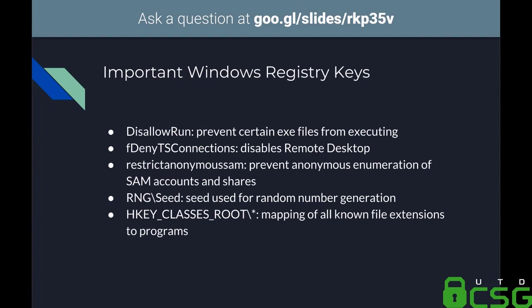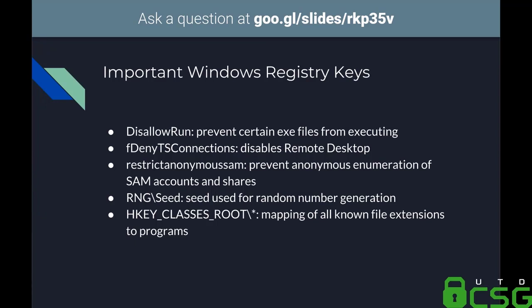Important registry keys, these are just a few. There's thousands out there that you could say are important, but these are some of the ones that are security related, that are important. For example, disallow run, you can disallow the running of certain executable files. You can also disable remote desktop, which is a way to access certain systems remotely through a network.